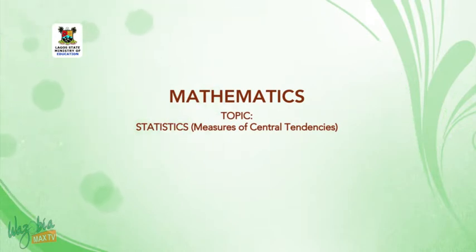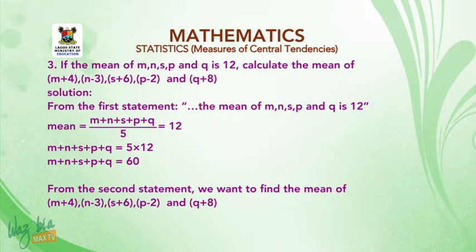You are welcome back to the second segment of today's class. I have one more question on mean. The question goes thus. If the mean of M, N, S, P, and Q is 12, calculate the mean of M plus 4, N minus 3, S plus 6, P minus 2, and Q plus 8.